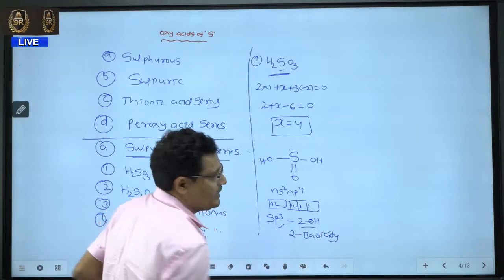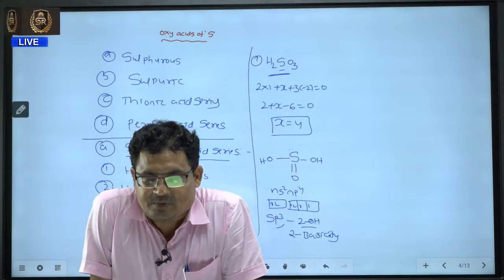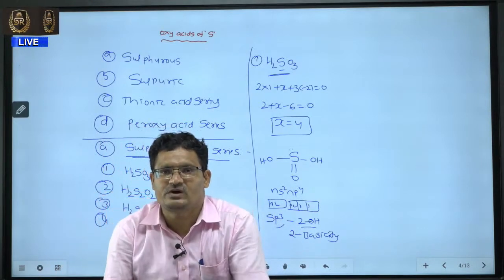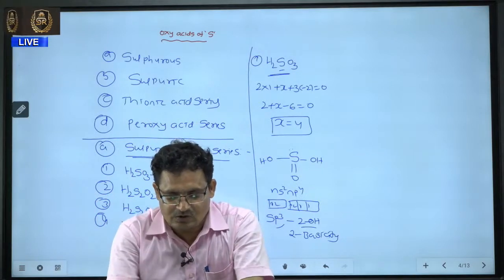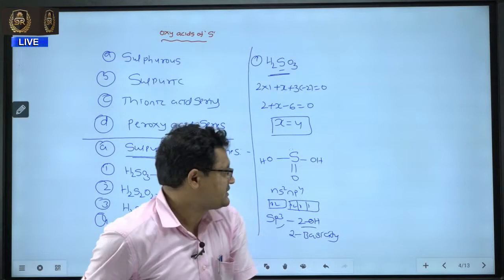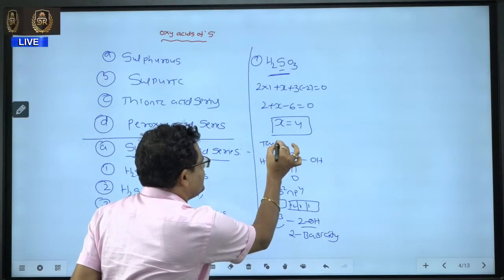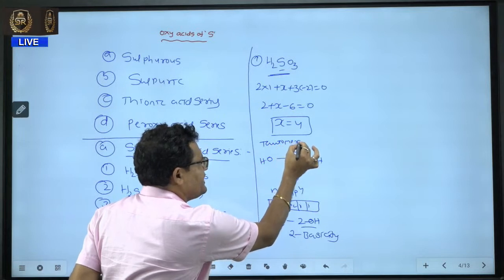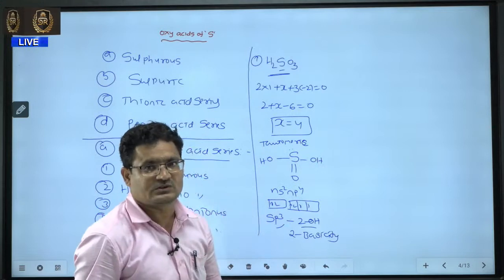All undergo 2 OH, that's why the basicity is 2. Simply, basicity depends upon the OH groups. Next, this H2SO3 is formed, and a tautomeric structure is possible in this H2SO3.